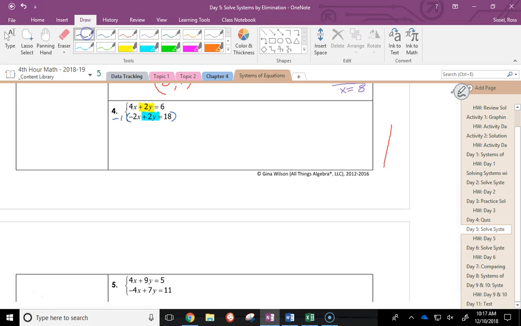So my first equation stays the same. 4x plus 2y equals 6. I multiply by negative, so negative 2x becomes positive 2x. Positive 2y becomes negative 2y. Positive 18 becomes negative 18. And we go ahead and add these.